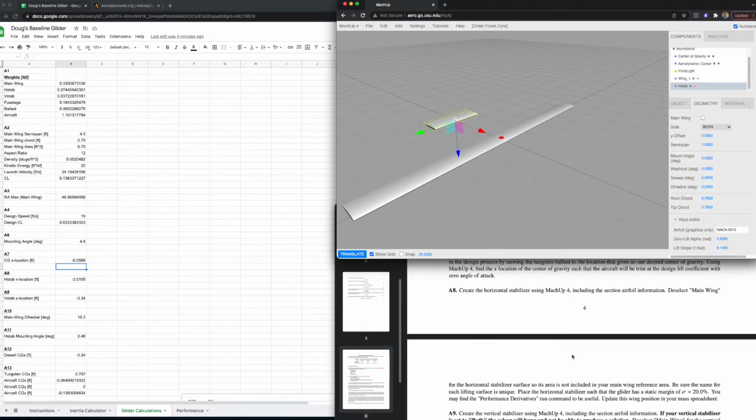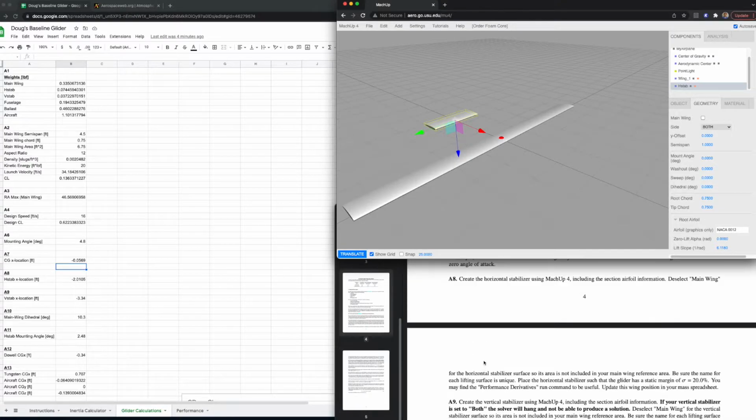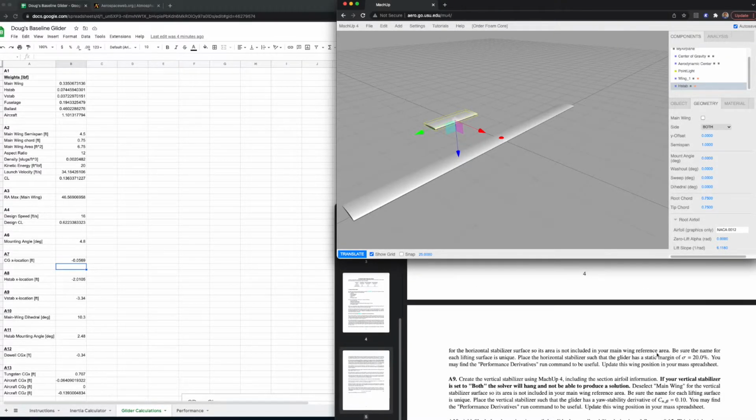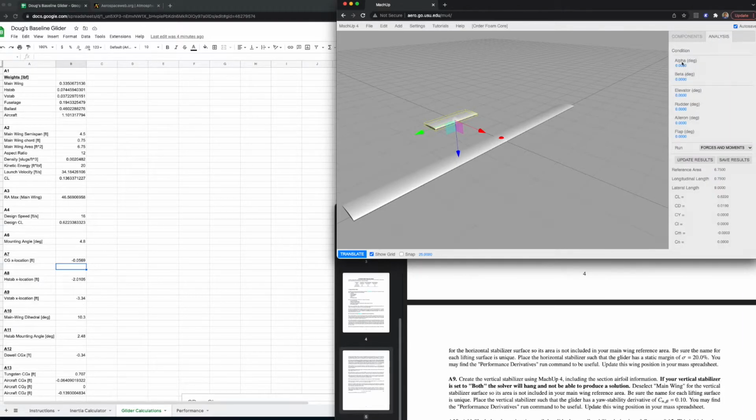All right, so we've created the geometry, and now let's see. It says create the horizontal stabilizer. Be sure the name for each lifting surface is unique. So we've done that. Place the horizontal stabilizer such that the glider has a static margin of 20%. And you might want to use the performance derivatives. Okay, so let's come back over here to analysis. We want to be running this at 0 degrees angle of attack. That's where we're designing this to fly at 0 degrees angle of attack for the entire aircraft. Remember, we rotated our main wing up, so it's creating enough lift at 0 degrees angle of attack.